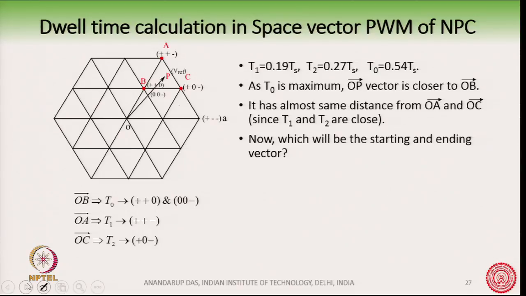So, that is what is shown here as T0 is maximum, OP vector is closer to OB. So, this diagram is like it should have been a more accurate diagram if we had drawn it to scale, should have been something like this probably. Okay.